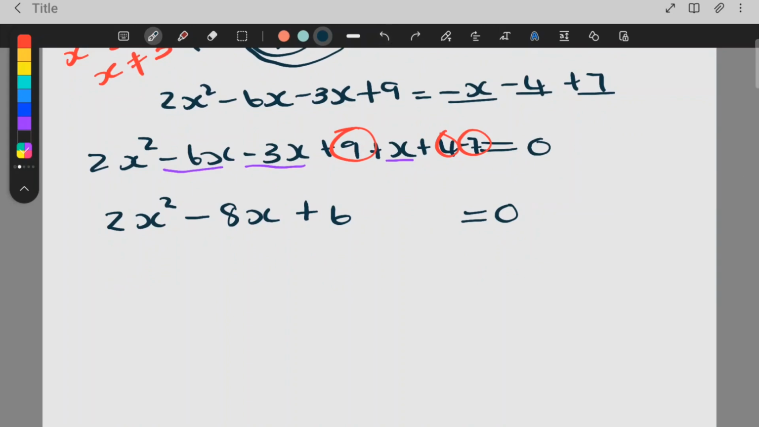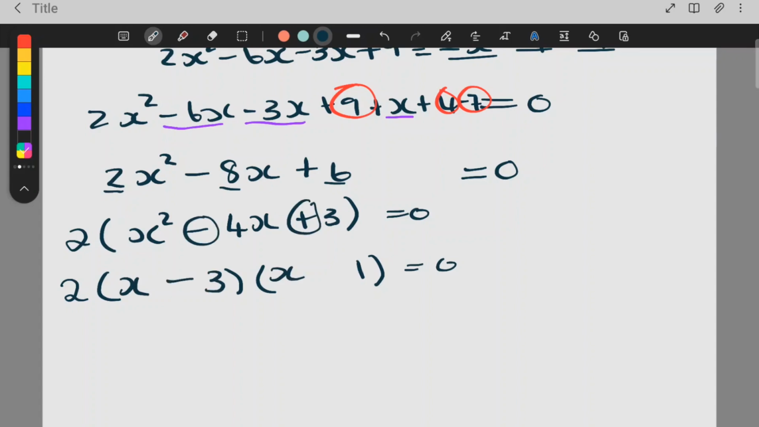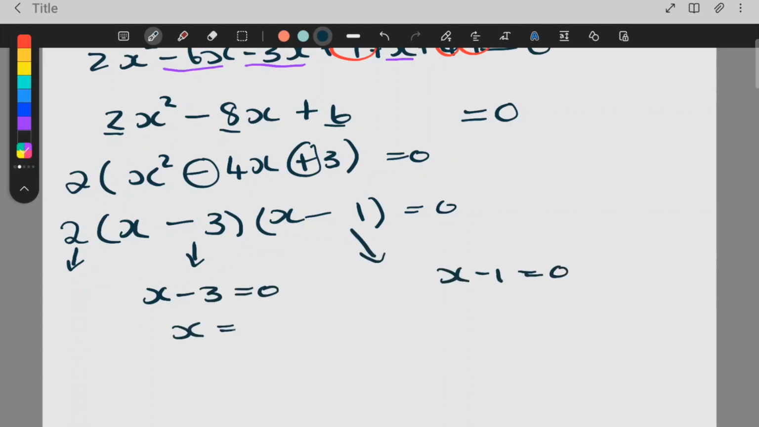Okay? So now before I solve for x, I have to factorize. But before I factorize, I can take out a common factor. I'm going to take out 2. So this is x squared minus 4x plus 3. And then I'm going to factorize first. So this is x and x. 3 times 1 is 3. And a minus and a plus is a minus and a minus. Okay, so my final answer, I ignore this number because there is no x. This is x minus 3 is equal to 0. This is x minus 1 is equal to 0. X is equal to, take the 3 over, a positive 3. Take the 1, negative 1 over, a positive 1.